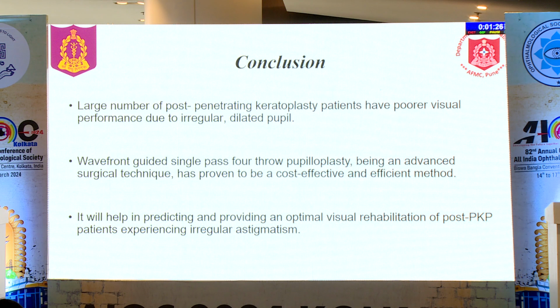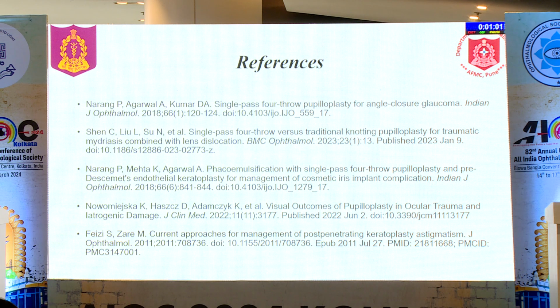To conclude, a large number of post-penetrating keratoplasty patients have poorer visual performance due to irregular dilated pupil. And the wavefront-guided single-pass fourth-row pupilloplasty can be a cost-effective and efficient method in these patients. It can help us in predicting and providing an optimal visual rehabilitation of post-penetrating keratoplasty patients who experience irregular astigmatism. So the following are my references.